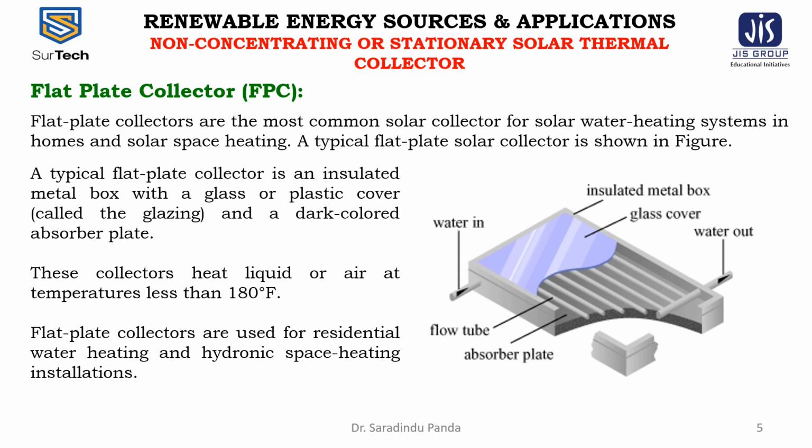The flat plate collectors are the most common solar collector for solar water heating systems in homes and for solar space heating. A typical flat plate solar collector is shown in the figure below. A typical flat plate collector is an insulated metal box with a glass or plastic cover called the glazing and a dark color absorber plate. These collectors heat liquid or air at temperatures less than 180 Fahrenheit. Flat plate collectors are used for residential water heating and hydronic space heating installations.